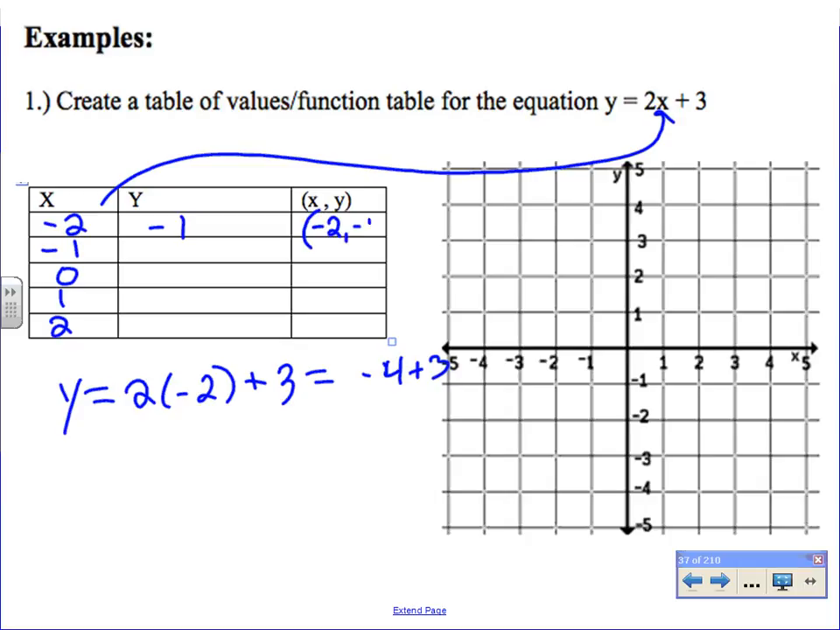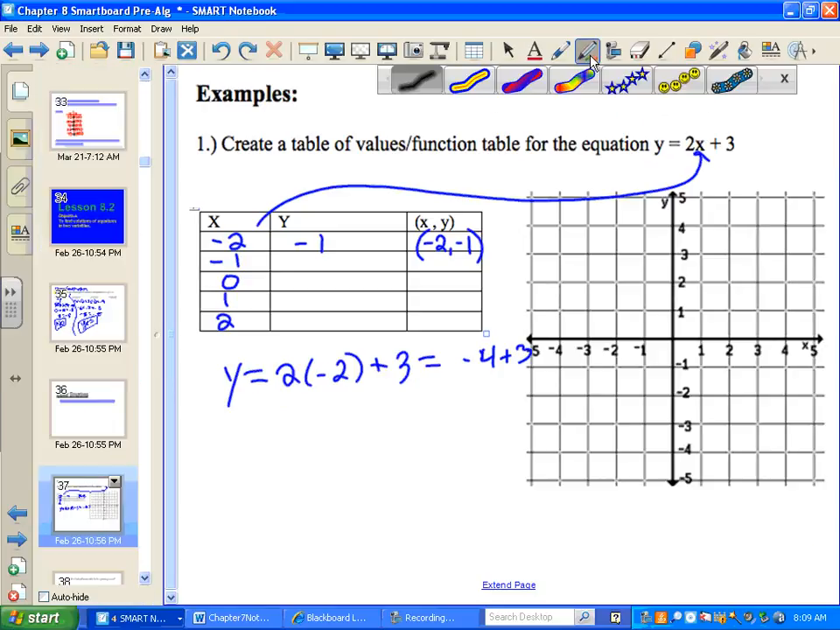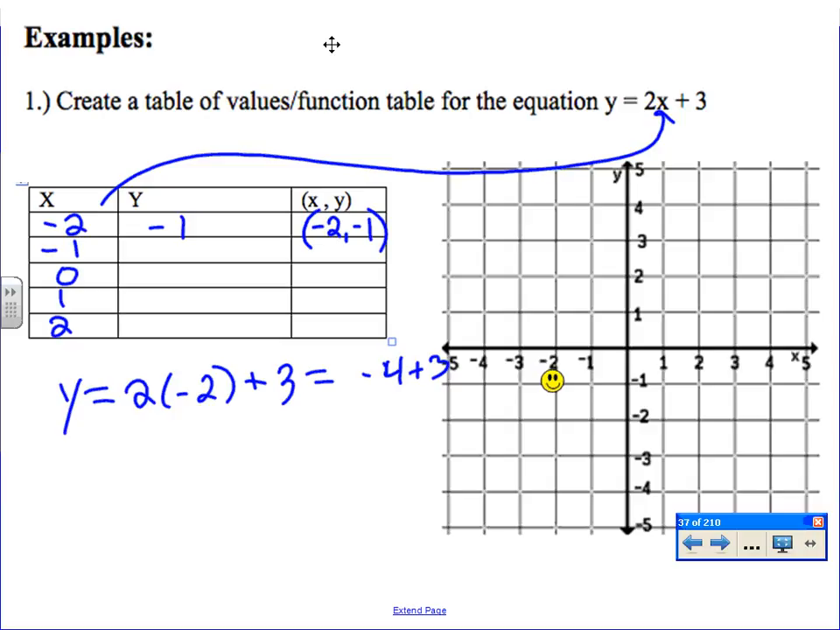So (-2, -1). Let's graph that. In other words, let's plot that. Where does (-2, -1) go? Grace? Good job. 1, 2, 3. Here's quadrant 3. (-2, -1) means over 2, so to the left 2, down 1. There's our point. We have a smiley face point.